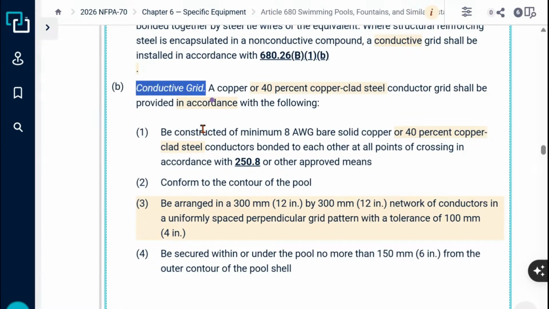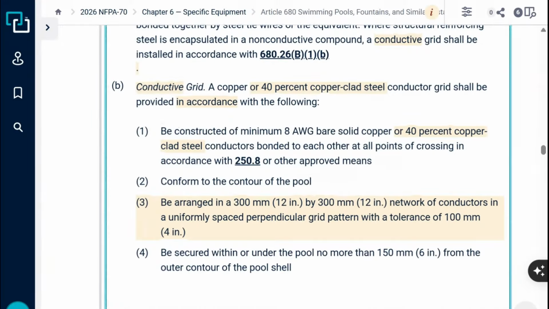Now this isn't new, folks. This has been around, at least the conductive grid aspect of it has been around. Obviously, this 40% copper clad steel is new, but you always had the choice to have the grid, or you could do the rebar. In those scenarios, the conductive grid was there before. Yeah, this requirement was in the last code cycle before.